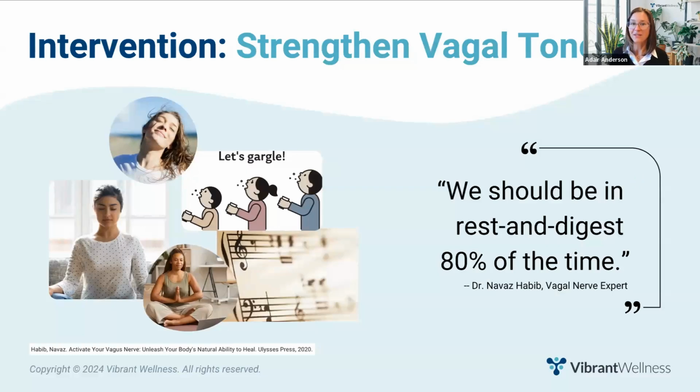In fact, vagal nerve experts say we should be in rest and digest 80% of our day, 80. Good news, you can strengthen vagal tone and bring blood flow back to those digestive organs with deep diaphragmatic breathing, gargling, singing, and humming. If you want to learn more, check out Dr. Habib's book, Activate Your Vagus Nerve, Unleash Your Body's Natural Ability to Heal.